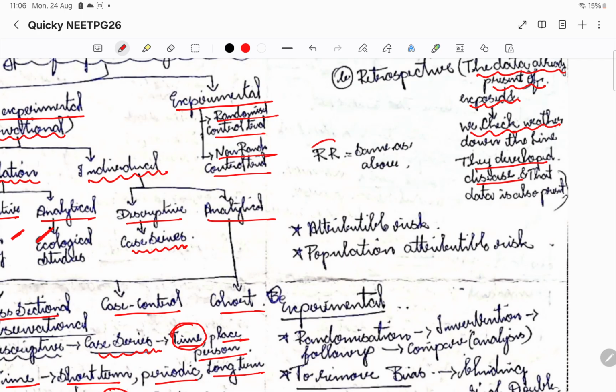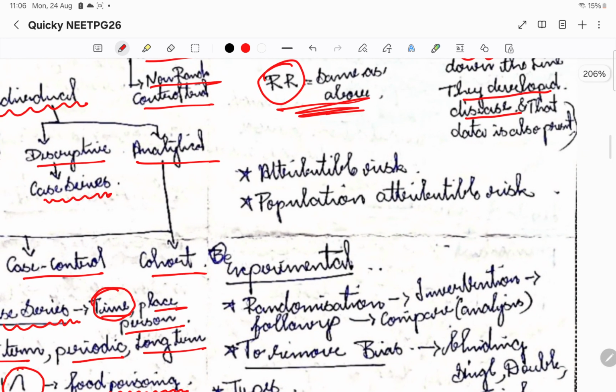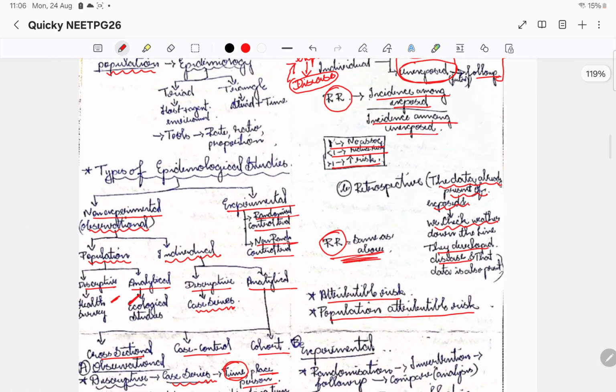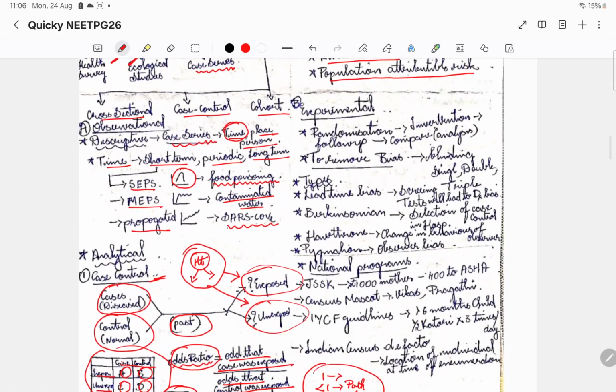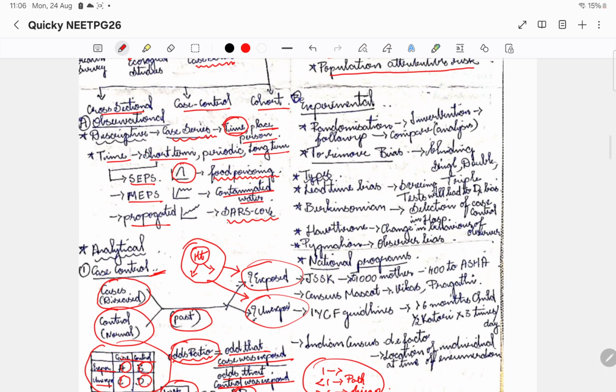Here also the relative risk ratio is the same, just like a cohort study. Then there are two types of risk, that is attributable risk and population attributable risk. These are the two types of risk that might happen in a cohort study. I told you, right, these are the observational studies that we studied.